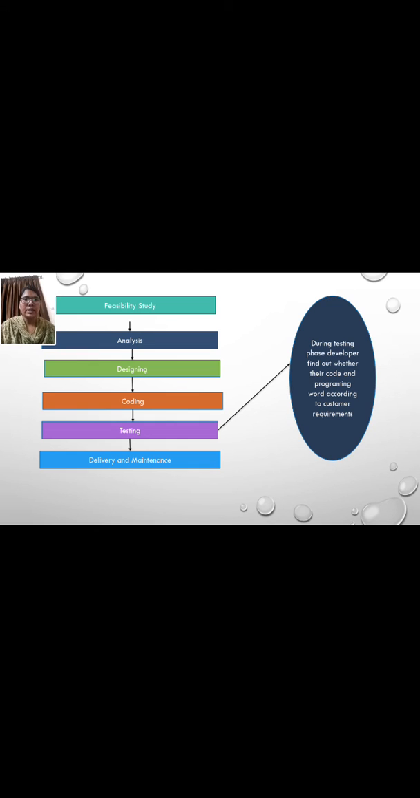In this SDLC, the software development life cycle, we have to see the number of phases, that means the SDLC phases. First is the feasibility study, then analysis, designing, coding, testing, delivery and maintenance. So this is the complete set of software development phases. In this session we have concluded all the system development life cycle phases.